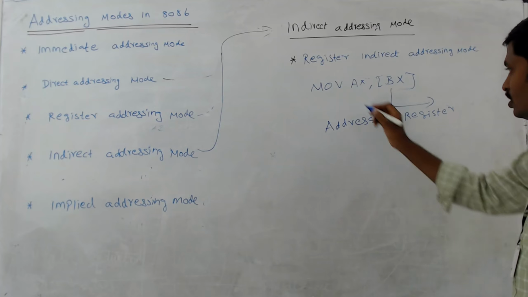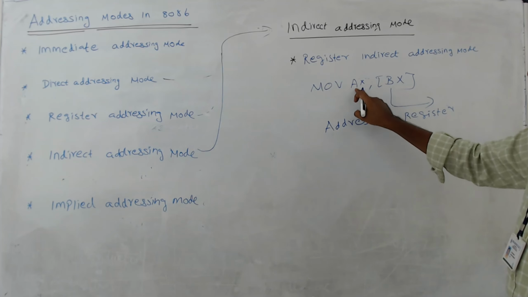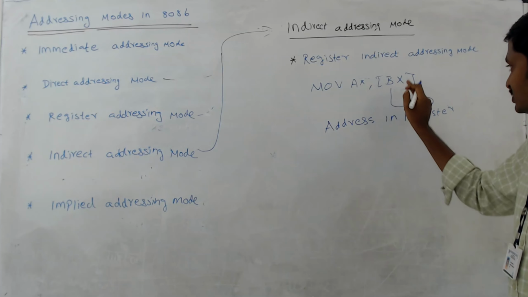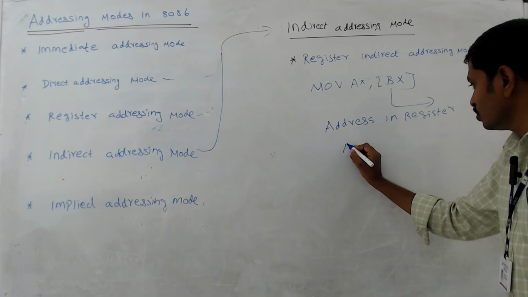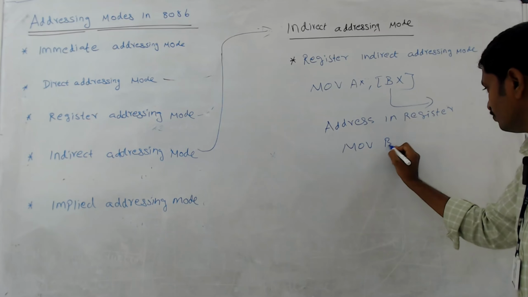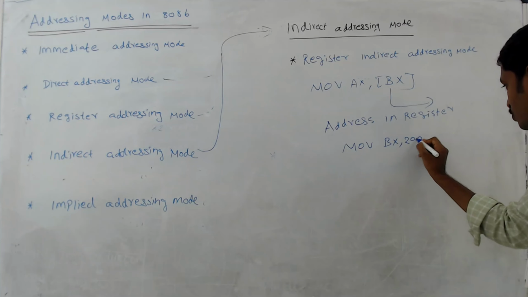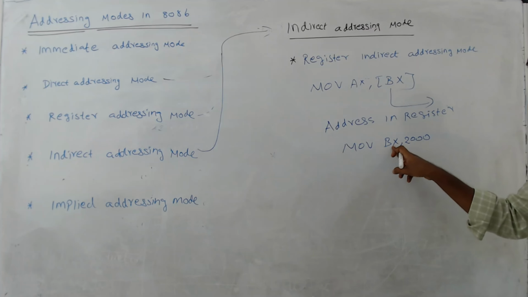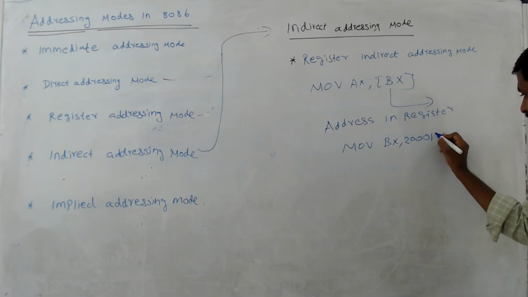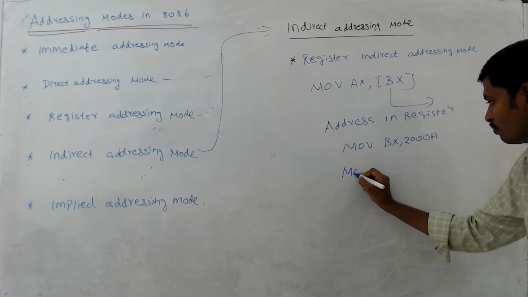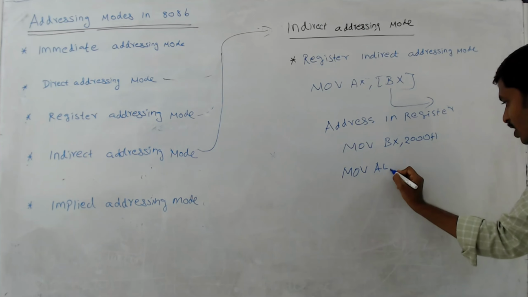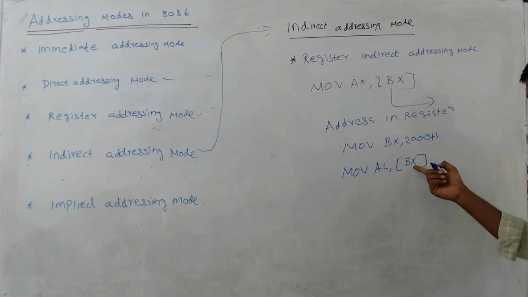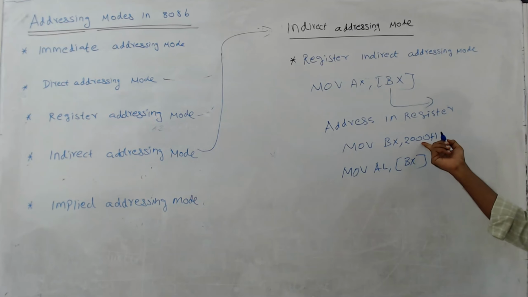For example, we can't directly write MOV AX comma [BX]. Initially we need to assign the BX address. So MOV BX comma 2000. For example, MOV BX comma 2000. So BX is initially assigned the value 2000 H. The next thing I am going to do is MOV AL comma [BX]. For example, I put here AL comma [BX]. So BX was initialized as 2000 H.